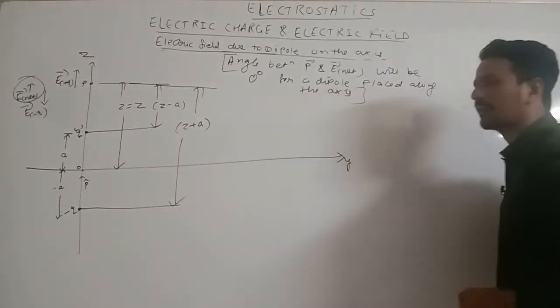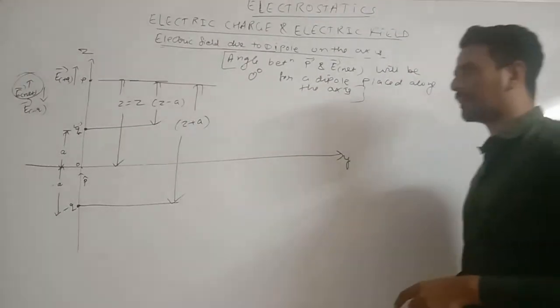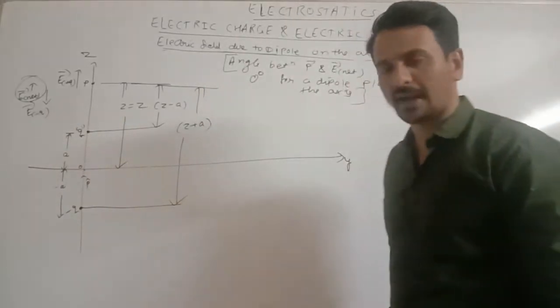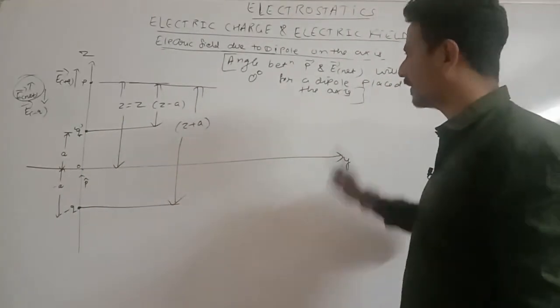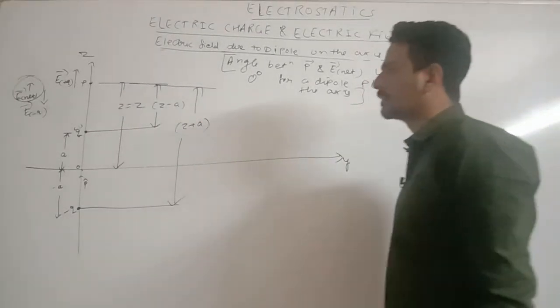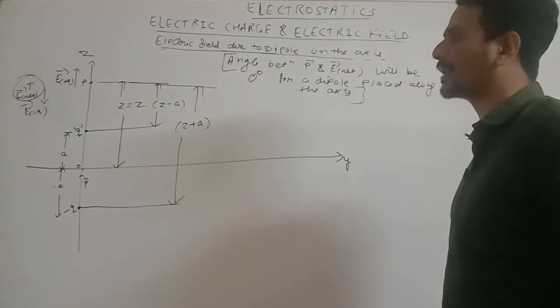This can be asked as an MCQ, right? That when a dipole is placed along the axis, then what is the angle between net electric field and dipole moment? Then the angle between them is 0 degree. Okay, now let us find the value of electric field, the formula to calculate electric field.